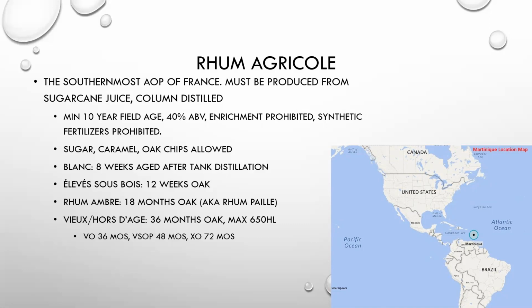The different labelings, definitions that you might find with it are Blanc, which is 8 weeks aged; Élevé sous bois, which is 12 weeks aged in oak; Rhum Ambré, which is 18 months in oak, also known as Rhum Paille; and then Vieux or Hors d'Âge, which is 36 months in oak, in a maximum 650 hectoliter sized vessel. A few other labeling designations you'll find: VO, which is 36 months, VSOP, 48 months, and XO, a full 72 months of aging in oak. Pretty interesting.